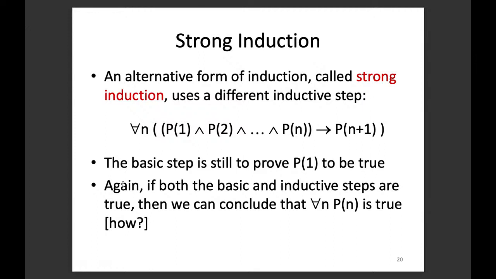Now we have something called strong induction. For strong induction, the basis case is still the same. We need to show that P1 is true. But then for the inductive case, we show something a little bit different. We want to show that for all n, if P1, P2, P3 up to Pn are all true, then we must have Pn plus 1 to be true.